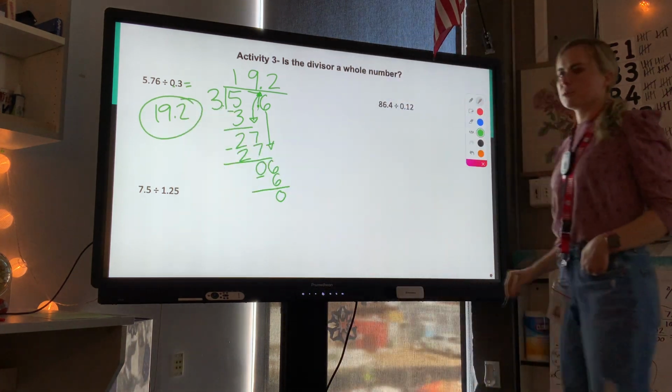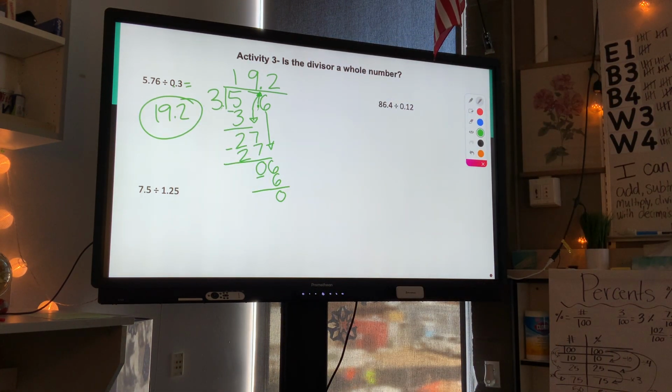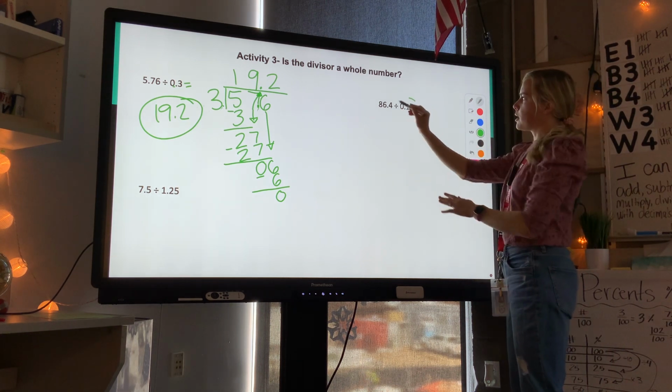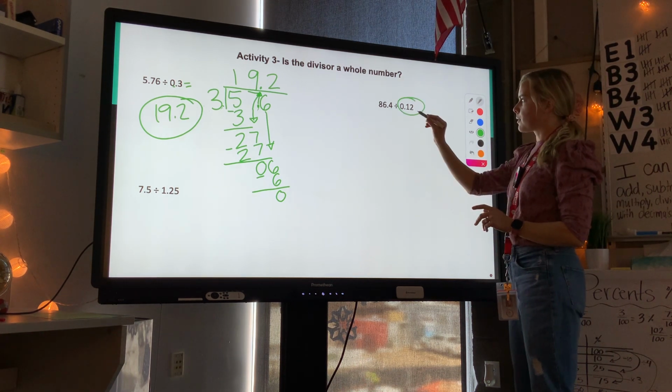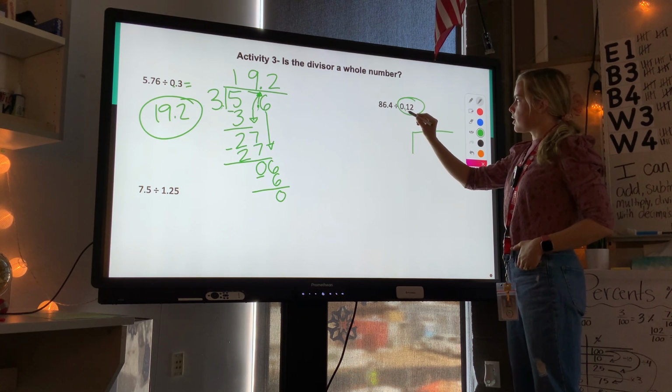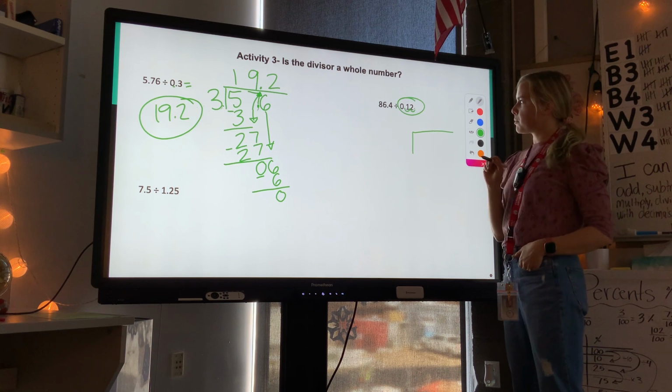Make sure you put it in the right spot. Okay, next one. This time, instead of drawing it out, I'm going to try to make my divisor a whole number before I put it inside the box. So I'm going to move it to the right 2 times. 1, 2 times, and now it's a whole number of 12.